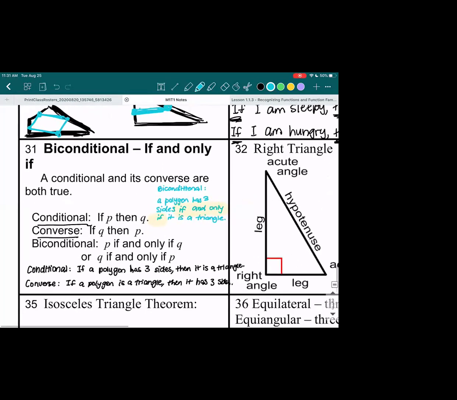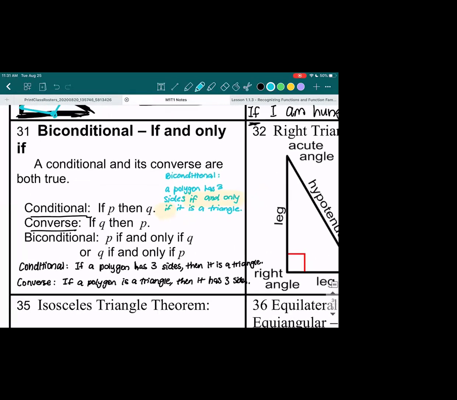So somebody glitched. I know the internet's really bad, so let me repeat it again. Biconditional, a version of what we were saying over here, is a polygon has 3 sides if and only if it is a triangle. So when you write your biconditional statement, you write the if and only if, the part that I highlighted in yellow. You write that because both the conditional and the converse were true.